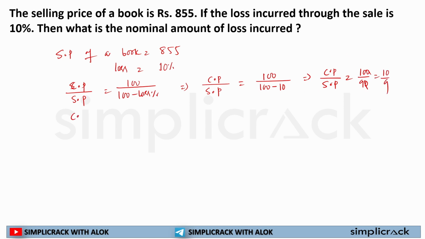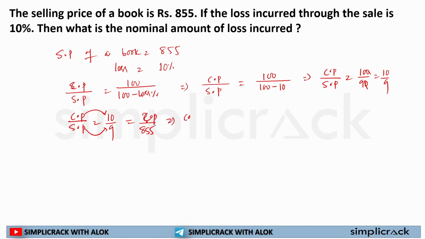So my ratio of cost price by selling price is what? 10 by 9. So if cost price is 10, selling price is 9, or I can say if selling price is 9, cost price is 10. But here it is written that my selling price is 855 and cost price is not known. So how would I solve it?